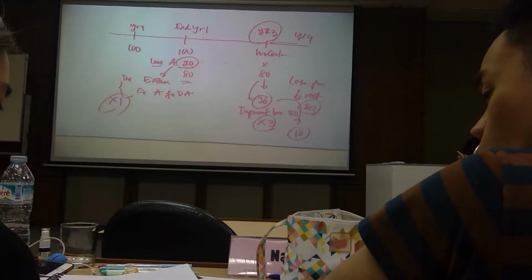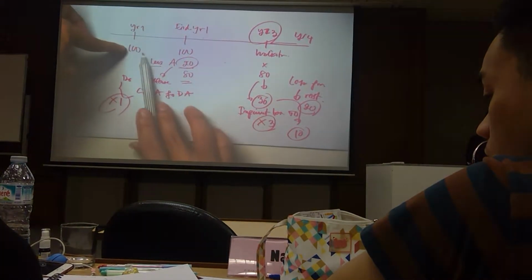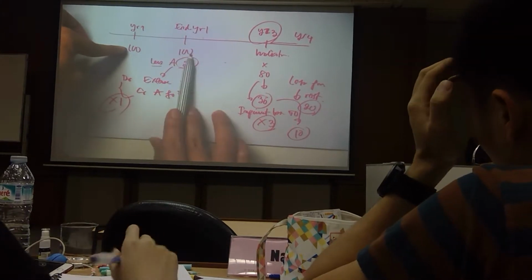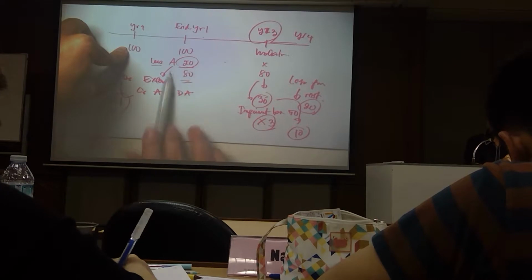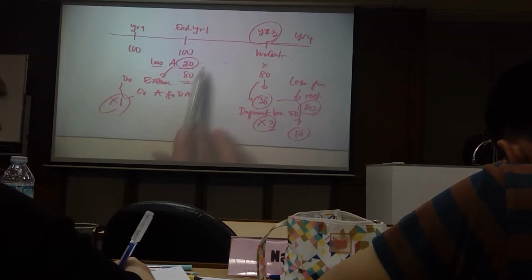Alright? Try again. Receivable loan 100. 1 year later or half year later whatsoever. At the end of year 1, you think I cannot get the money 100. I think I'm gonna get only 80. That's the first step. You set allowance for doubtful account.